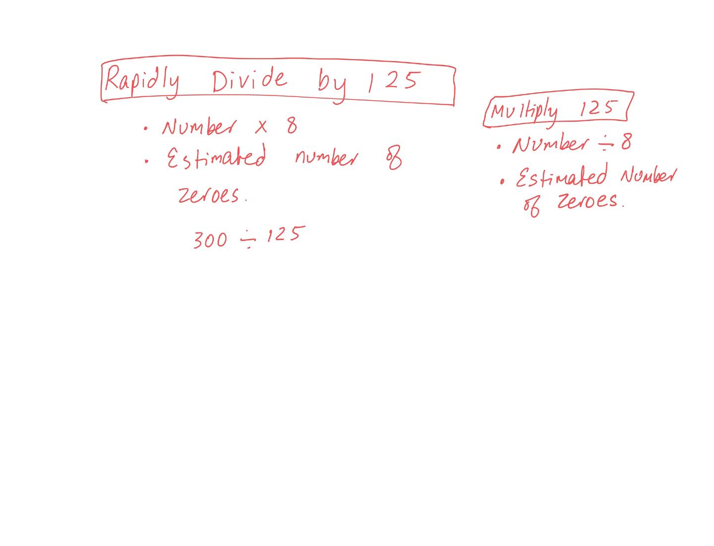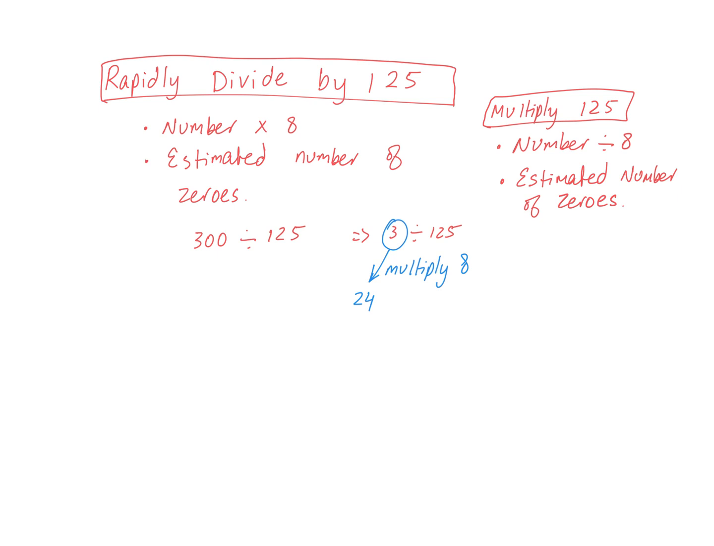Now if you recall, when we have zeros or decimals, we disregard them for the first few steps and then we bring them in at the end. So let's treat this question like it were 3 divided by 125. Now what's the first step? The first step is saying take this number and multiply by 8. So 3 times 8 is 24. And then, what do you think 300 divided by 125 would be?